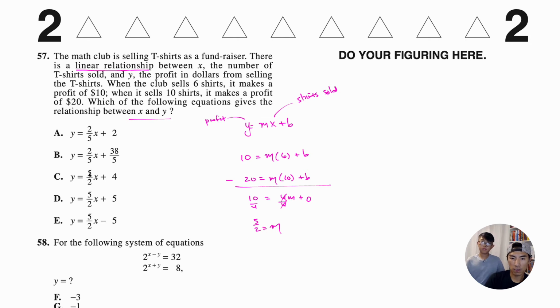So then it's going to be one of these. And then once you find that, we can just solve for B. So we'll use the first equation. 10 is 5 over 2 times 6 plus B. So we'll just bring that over. That's 10 minus 15. So it has to be a minus 5.